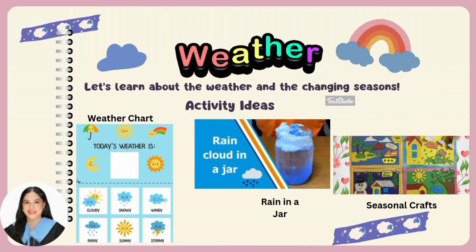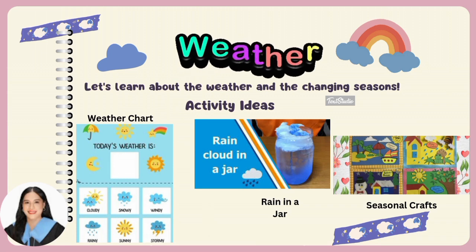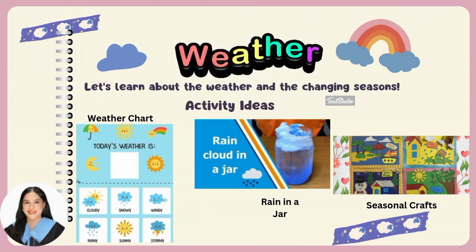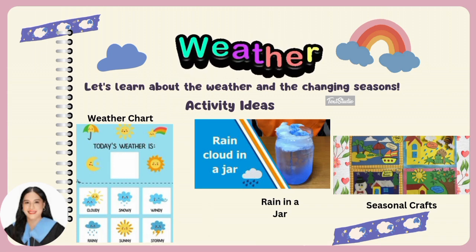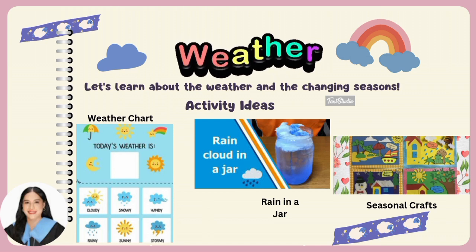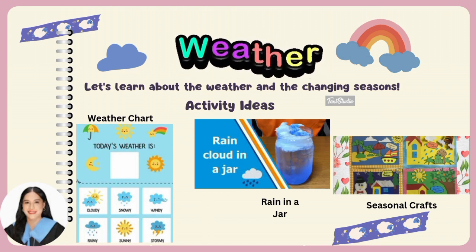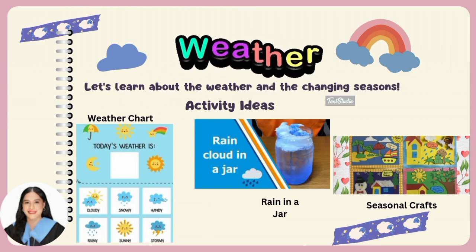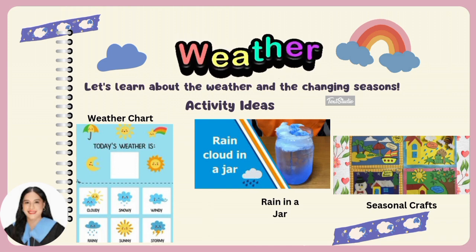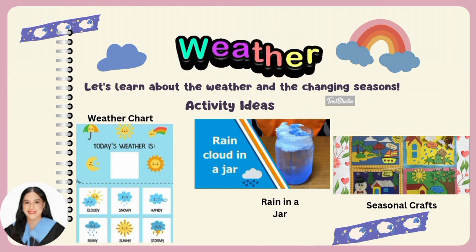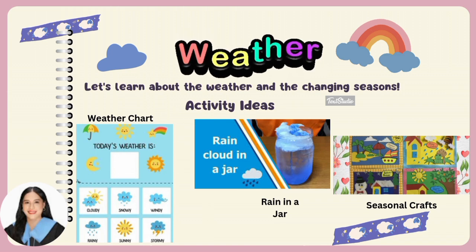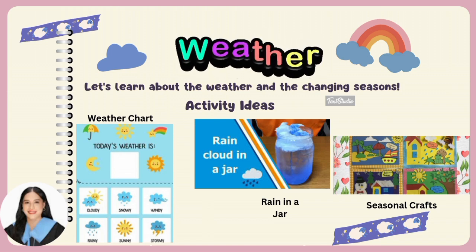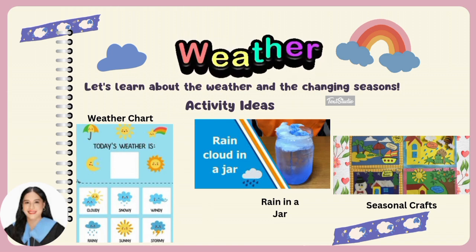So weather chart. You are going to create a weather chart with simple pictures of sun, rain, clouds, and snow. Each day, have children decide what the weather is like and mark it on the chart. Okay? So next activity would be rain in a jar.